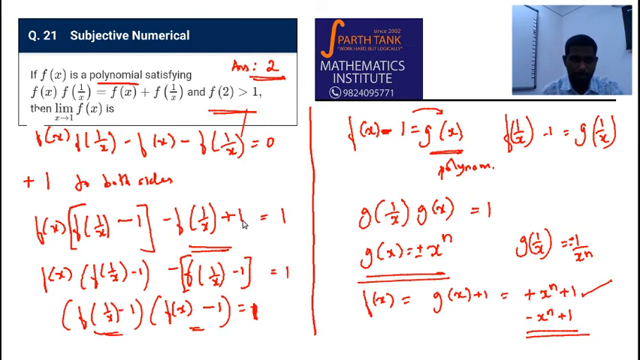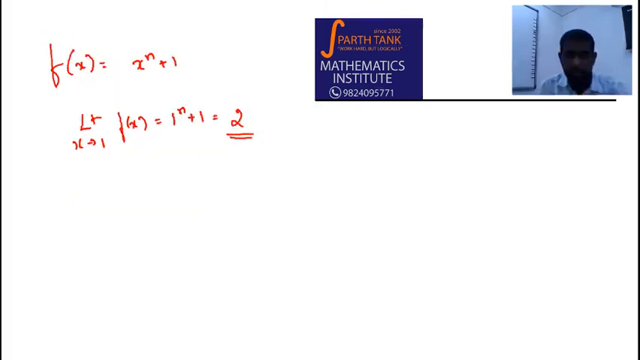Very simple, but it depends on whether you guess this combination. You add 1 and bring it to this form, that the function into the function of 1 by x is 1, and come to this. Let us move on to question number 22.